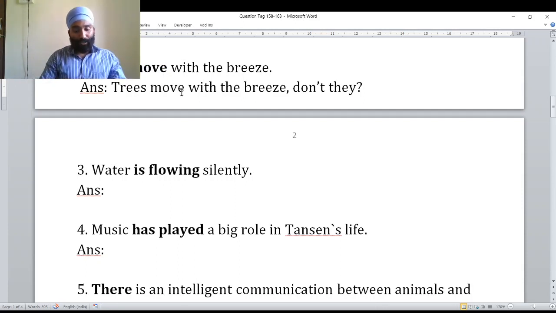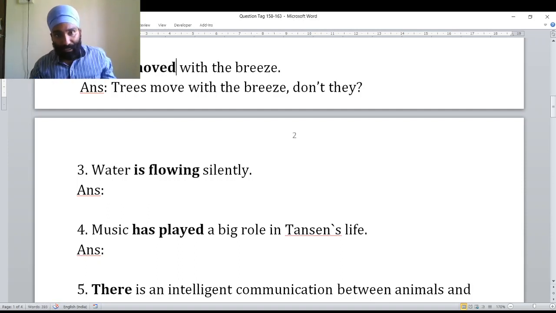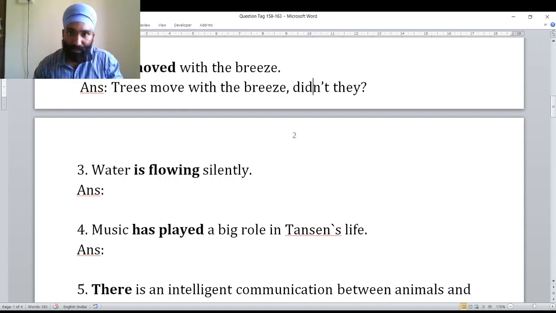If we used d here, meaning if we made it moved, the trees moved with the breeze, the tag will change, and here instead of don't we will use didn't they.